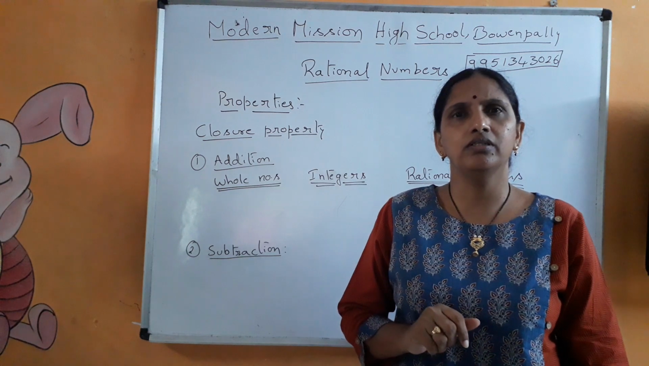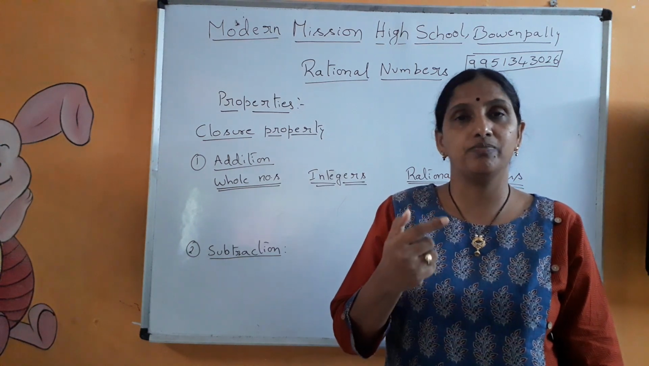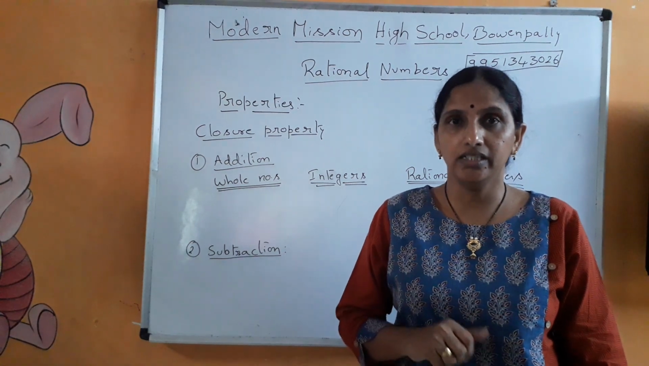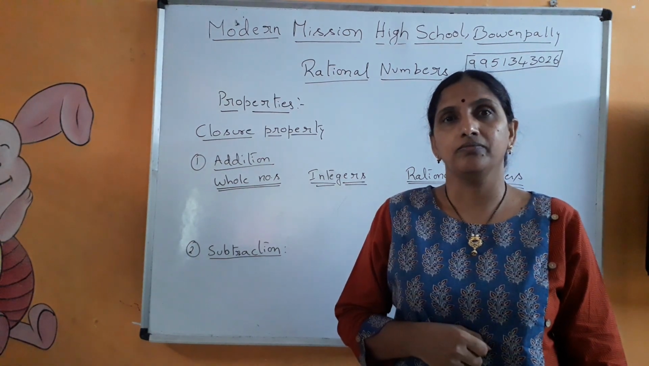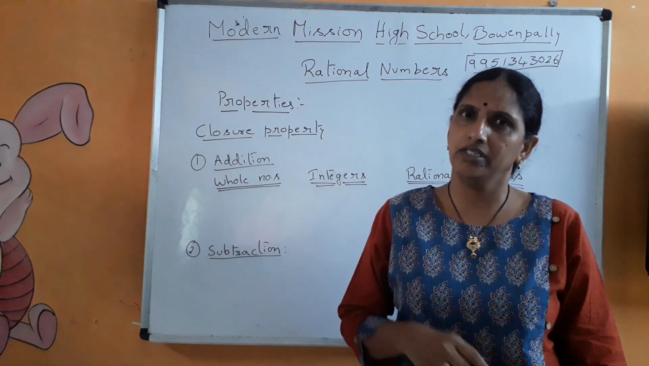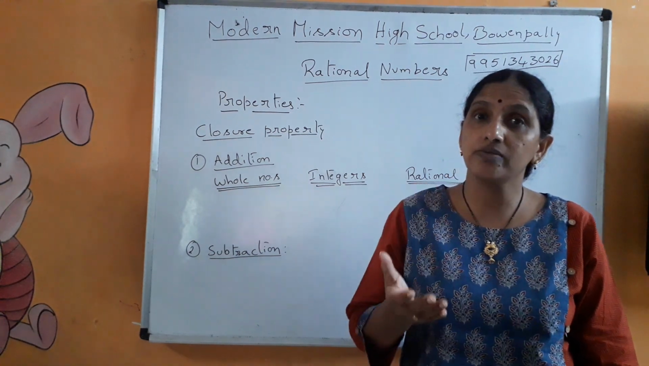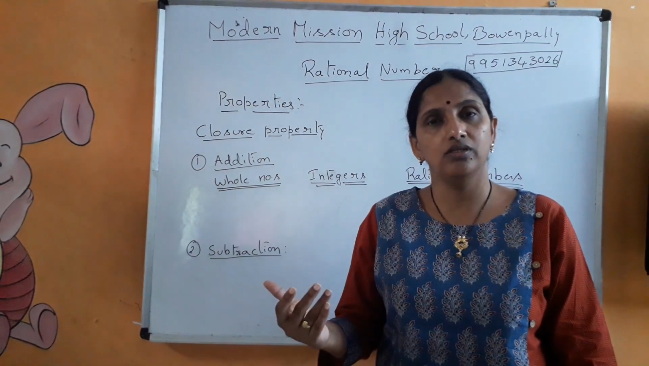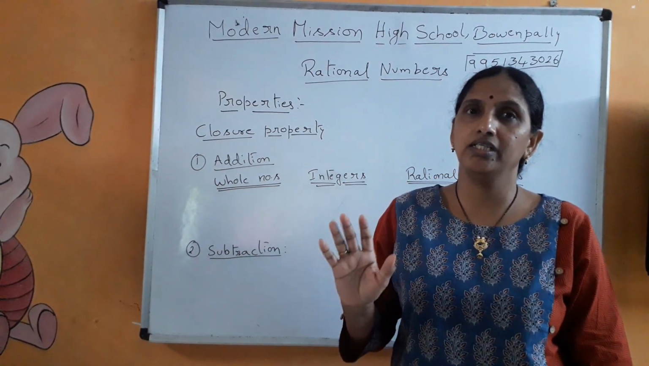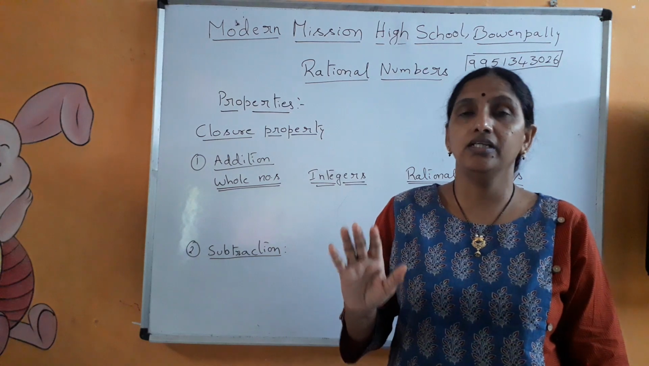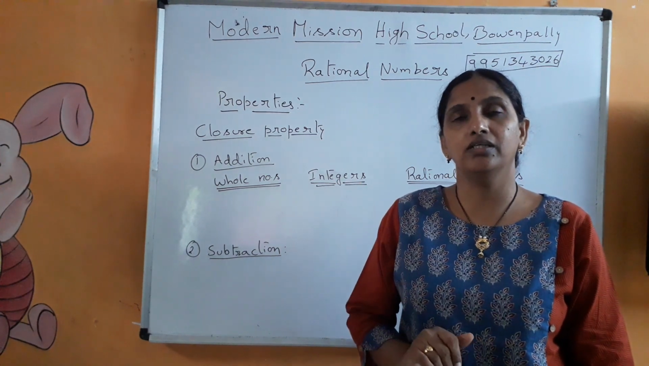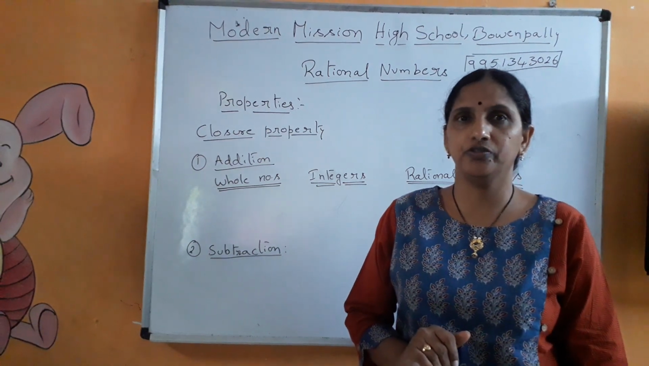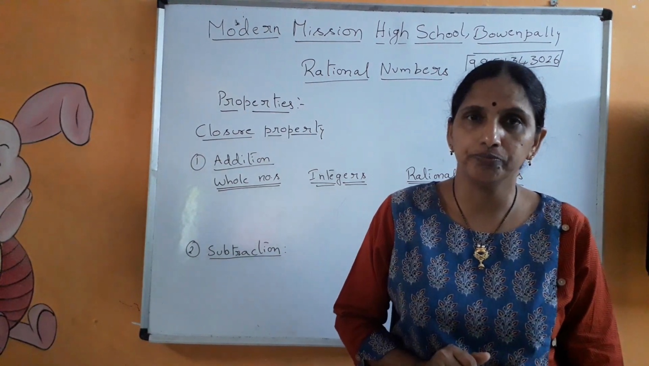Any number which is expressed as p by q, where q is not equal to 0 and p and q are integers, is called a rational number. Any number which can be expressed in the form of p by q, where q is not equal to 0 and p and q are any integers, right? Such a number is called a rational number, and rational numbers are usually represented by Q.